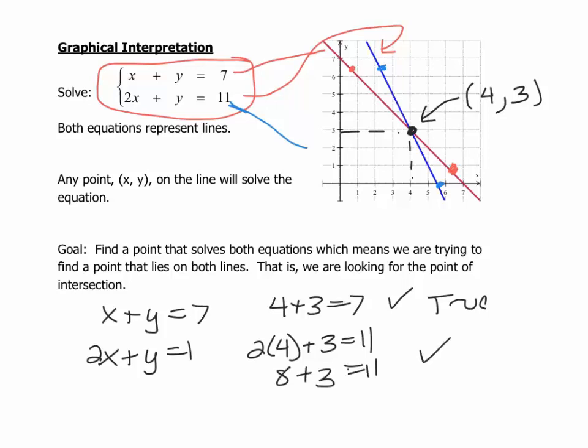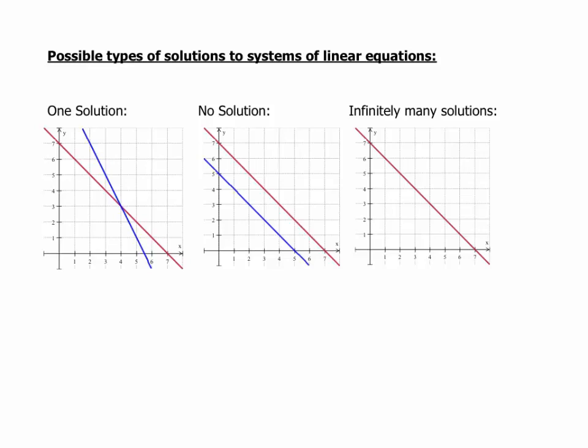So again, true. There are 3 types of solutions that we're going to see in these systems of equations. We could have just one solution, like we had in the last example where we have 2 lines that intersect. But sometimes our 2 lines actually don't intersect. And if that's the case, then there's going to be no solution. The last type of solution we can have is infinitely many solutions, and notice here I only see one line.